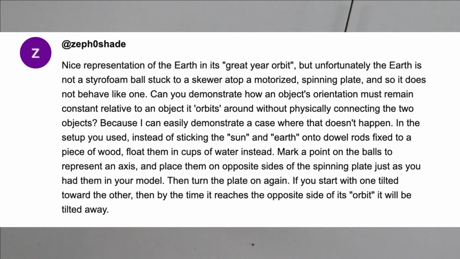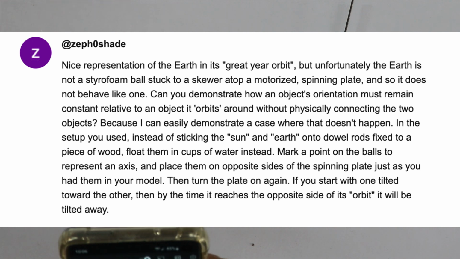In the setup you used, instead of sticking the sun and earth onto dowel rods fixed to a piece of wood, float them in cups of water instead. Mark a point on the ball to represent an axis and place them on opposite sides of the spinning plate just as you had them in your model. Then turn the plate on again. If you start with one tilted toward the other, then by the time it reaches the opposite side of its orbit, it will be tilted away.